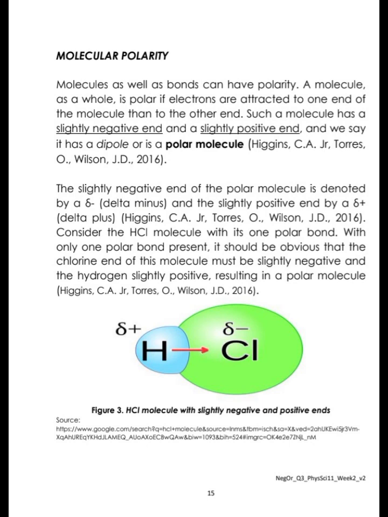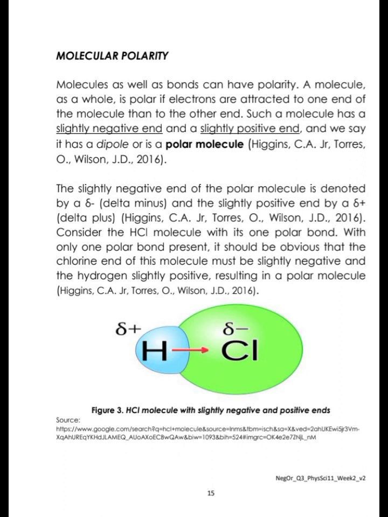Molecular polarity. Molecules as well as bonds can have polarity. A molecule as a whole is polar if electrons are attracted more to one end of the molecule than to the other end. Such a molecule has a slightly negative end and a slightly positive end, and we say it has a dipole or is a polar molecule.